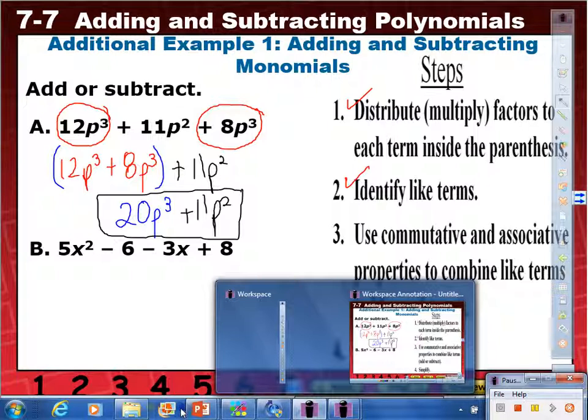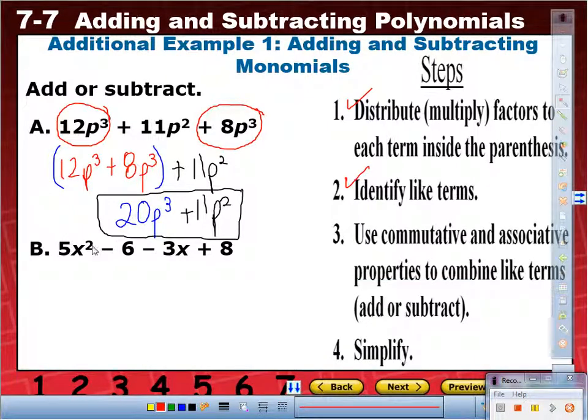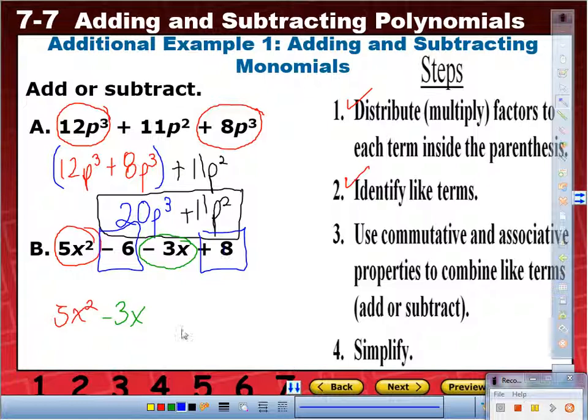So, first things first. Nothing to distribute, so I'm going to identify my like terms. Do I have another x squared? No, so I just bring that down here. 5x squared. And then I'm going to go next with the next variable, this one. Do I have another x anywhere? No, so I just write it here, negative 3x. And then do I have another constant? Yes, these two. So what is 8 minus 6? 2, and I'm done.